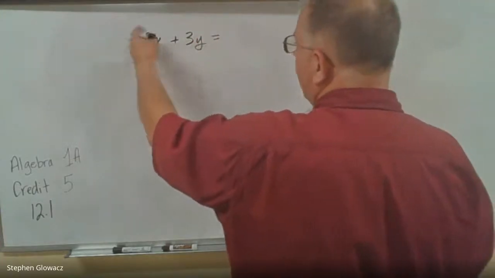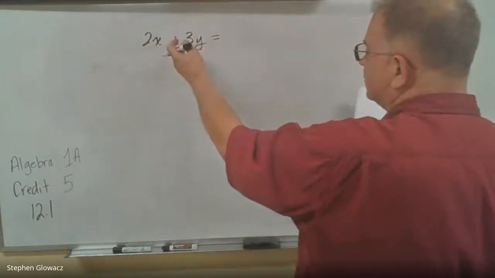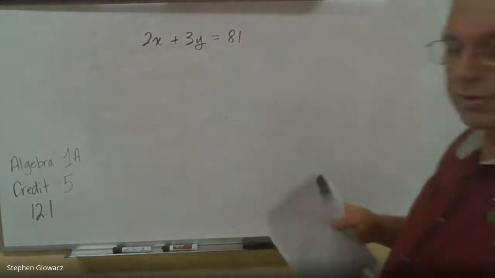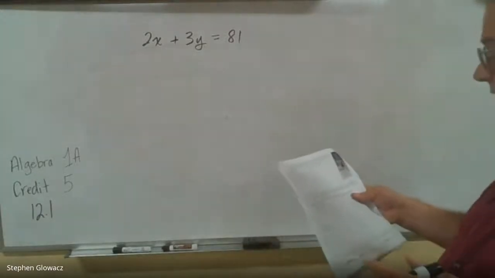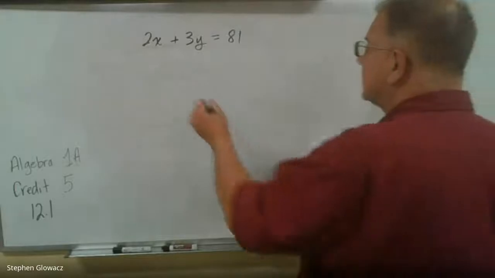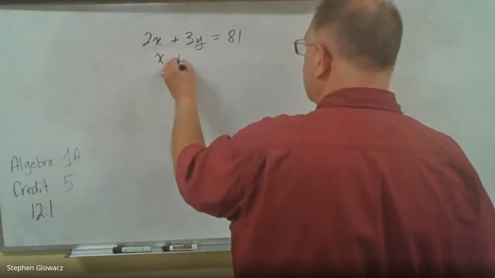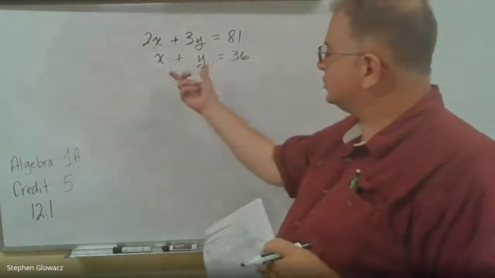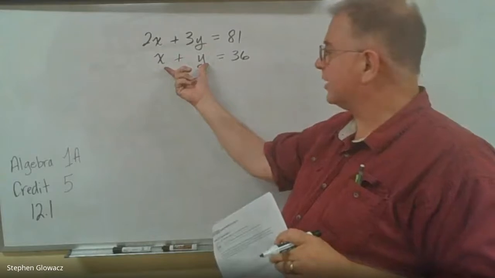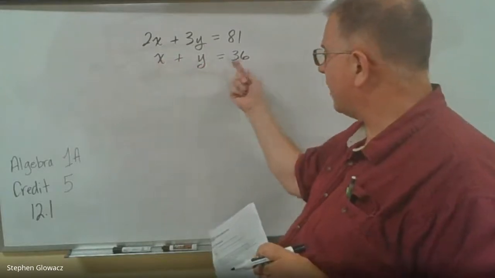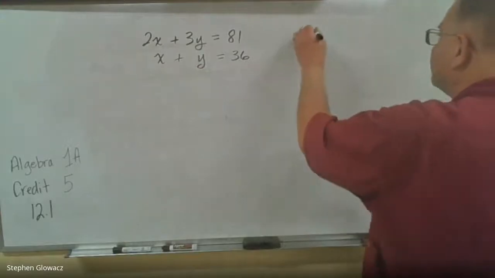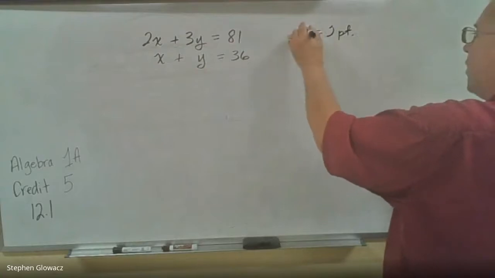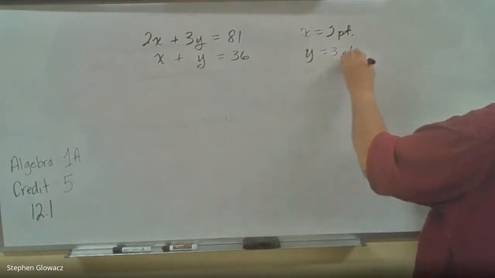So each 2-point shot, obviously 2 points. Each 3-point shot, obviously 3 points. And the total points was 81. We can also get an equation based on just the number of shots that he took. We're told that he took 36 shots. So the number of 2-point shots plus the number of 3-point shots equals 36. So this is just based on the number of shots that he took. So that's why it's just X plus Y, and the total shots was 36. So remind ourselves that X is the 2-point shots, and then Y is the 3-point shots.